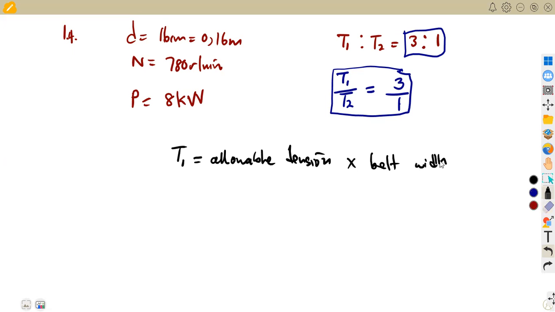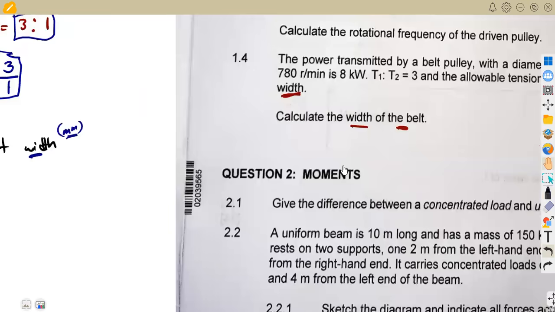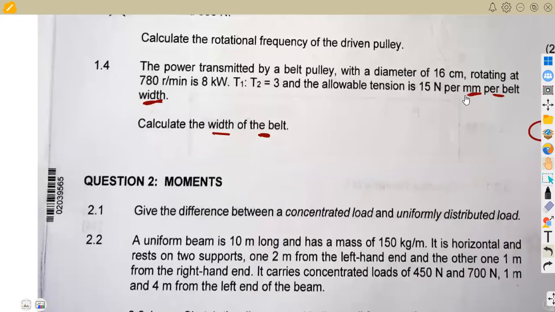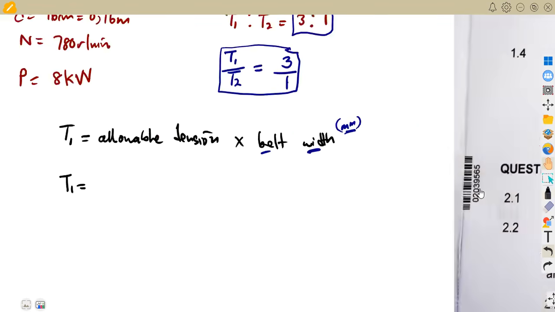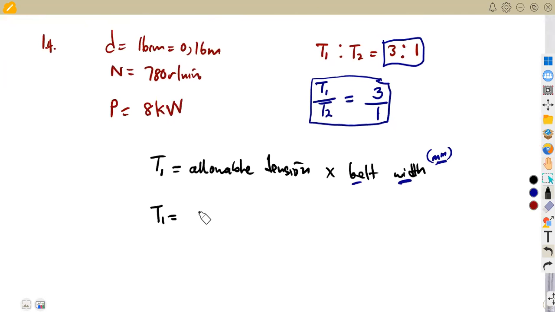Please be careful on this one, times the belt width, which is taken per millimeter, and the belt width must be in millimeters also. Do we have the belt width? No, we do not know it. So you can just indicate it with W or a small w. So T1 is going to be the allowable tension that we are given here. Remember, the allowable tension is 15 Newton per millimeter.